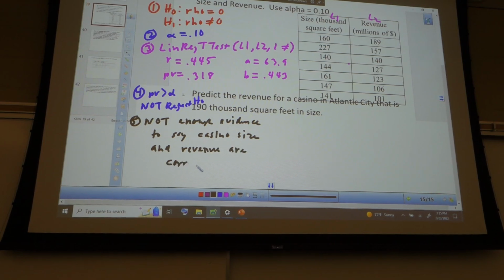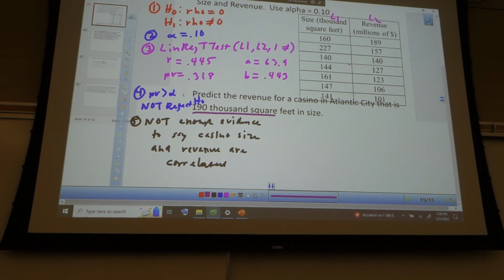Okay, so then comes the next thing. I need to predict the revenue, the Y, for a casino in Atlantic City that has 190,000 square feet. So 190,000 square feet, is that my X or my Y? X. That's my X. So given that X, find the Y. So I'll give you folks a couple minutes to find the Y. You have your A and B there. You know the linear regression line is Y equals A plus BX.